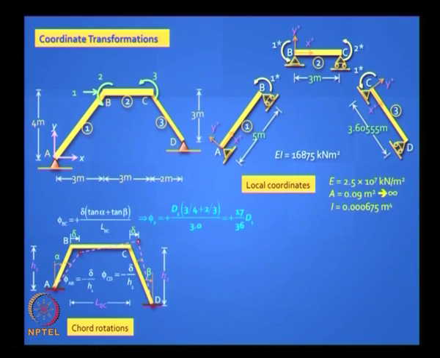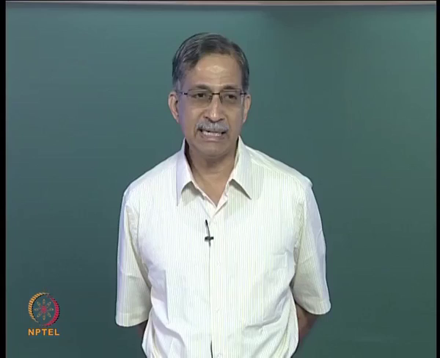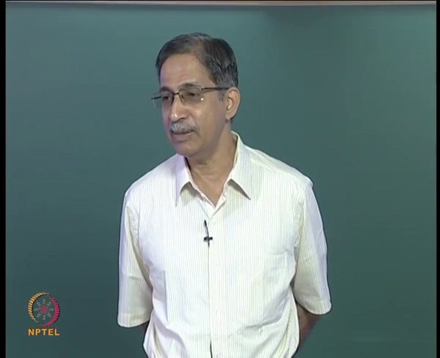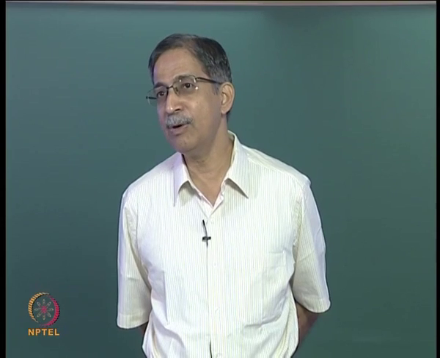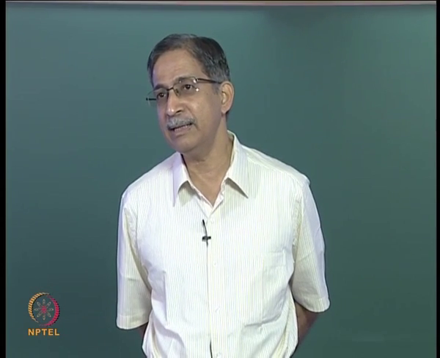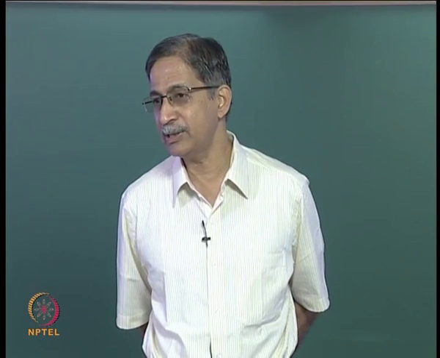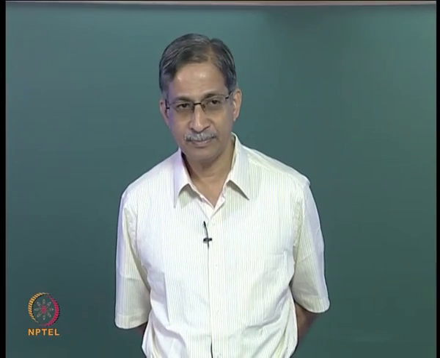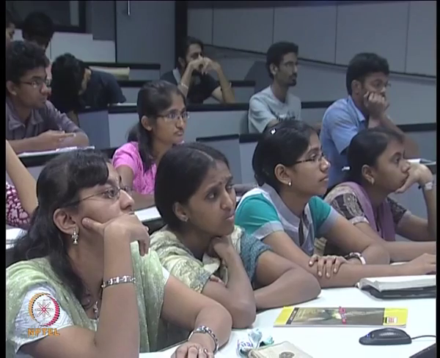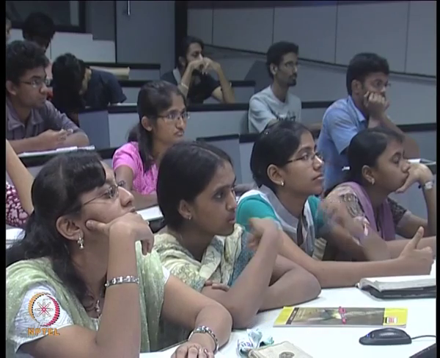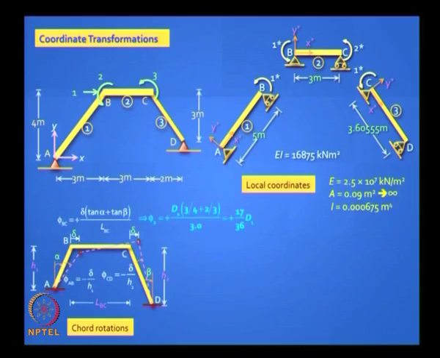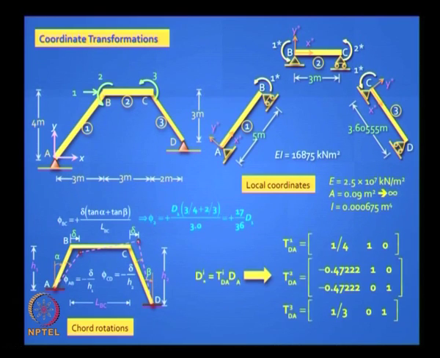We put a positive sign because you are getting an anti-clockwise chord rotation for element 2, but please note for elements 1 and 3 the chord rotation is clockwise, and it is given by delta by the respective heights. Now can we write down the TD matrix? We can. So the TD matrix for the 3 elements are as shown there.